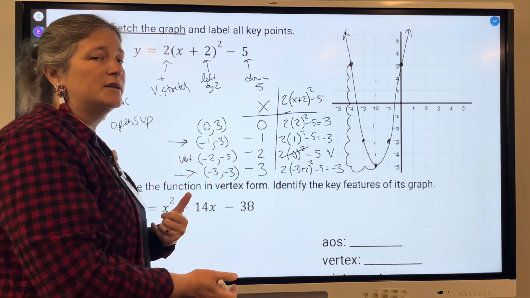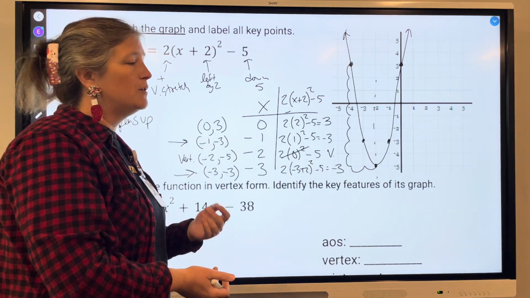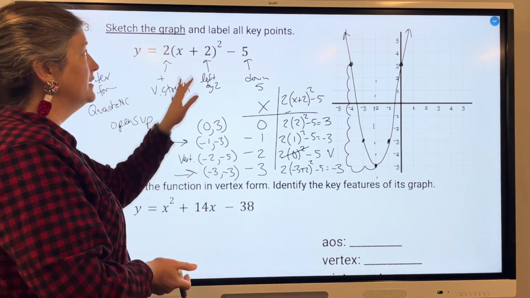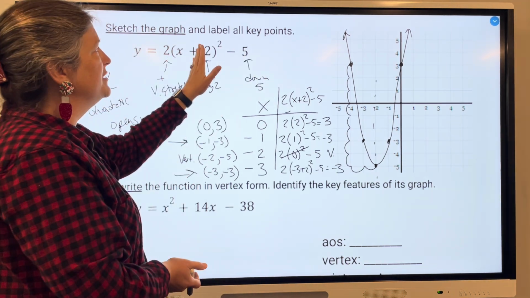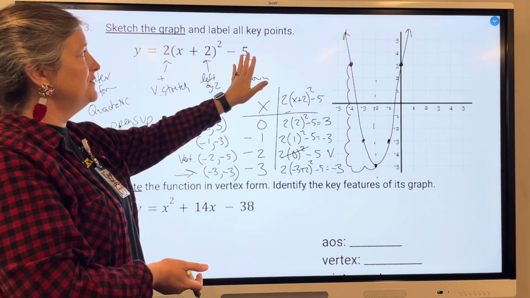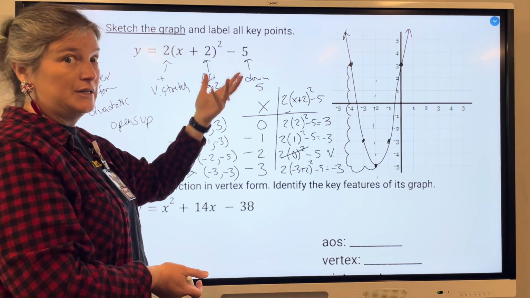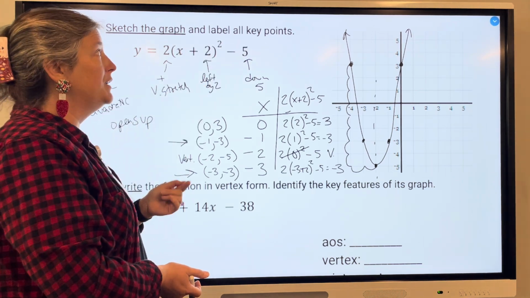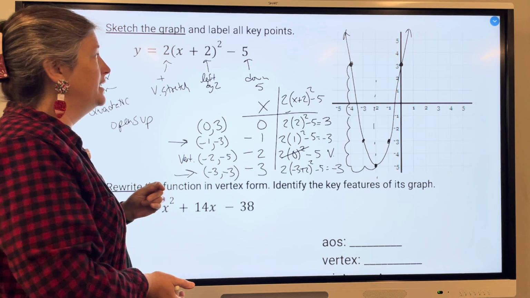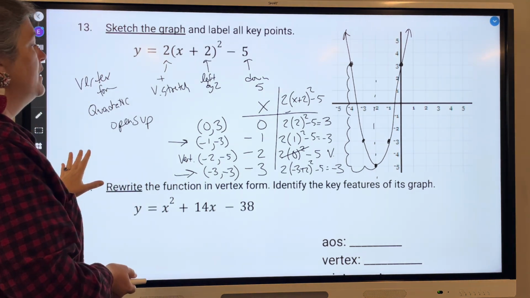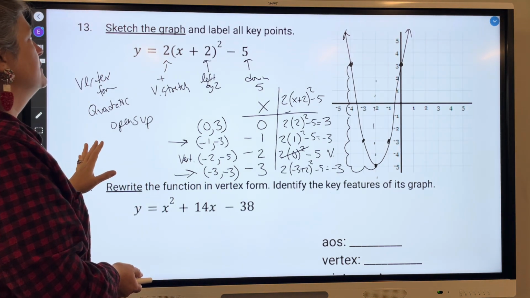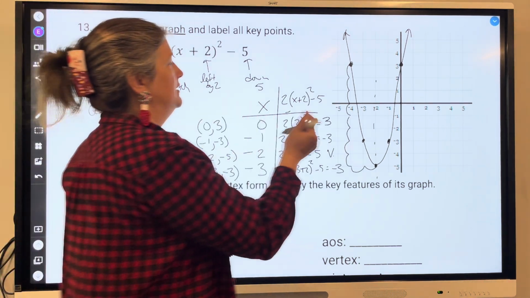Now you won't always find your lowest point on a table because it won't always be at an integer position. But when it's in vertex form and you can see that your transformations, your shifts are all integers, then tables are great because you're going to find it on that integer position. Okay, sketch and graph, label key points.